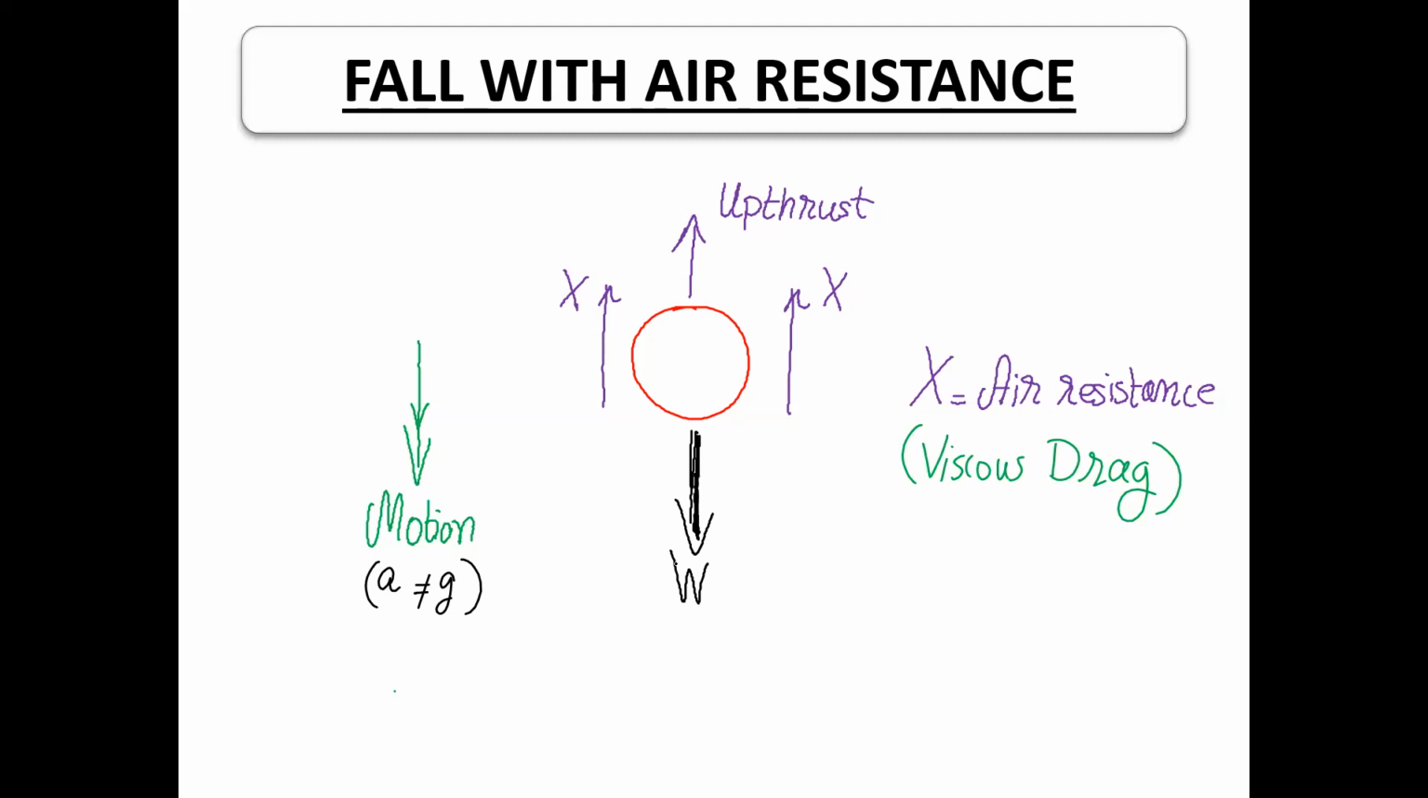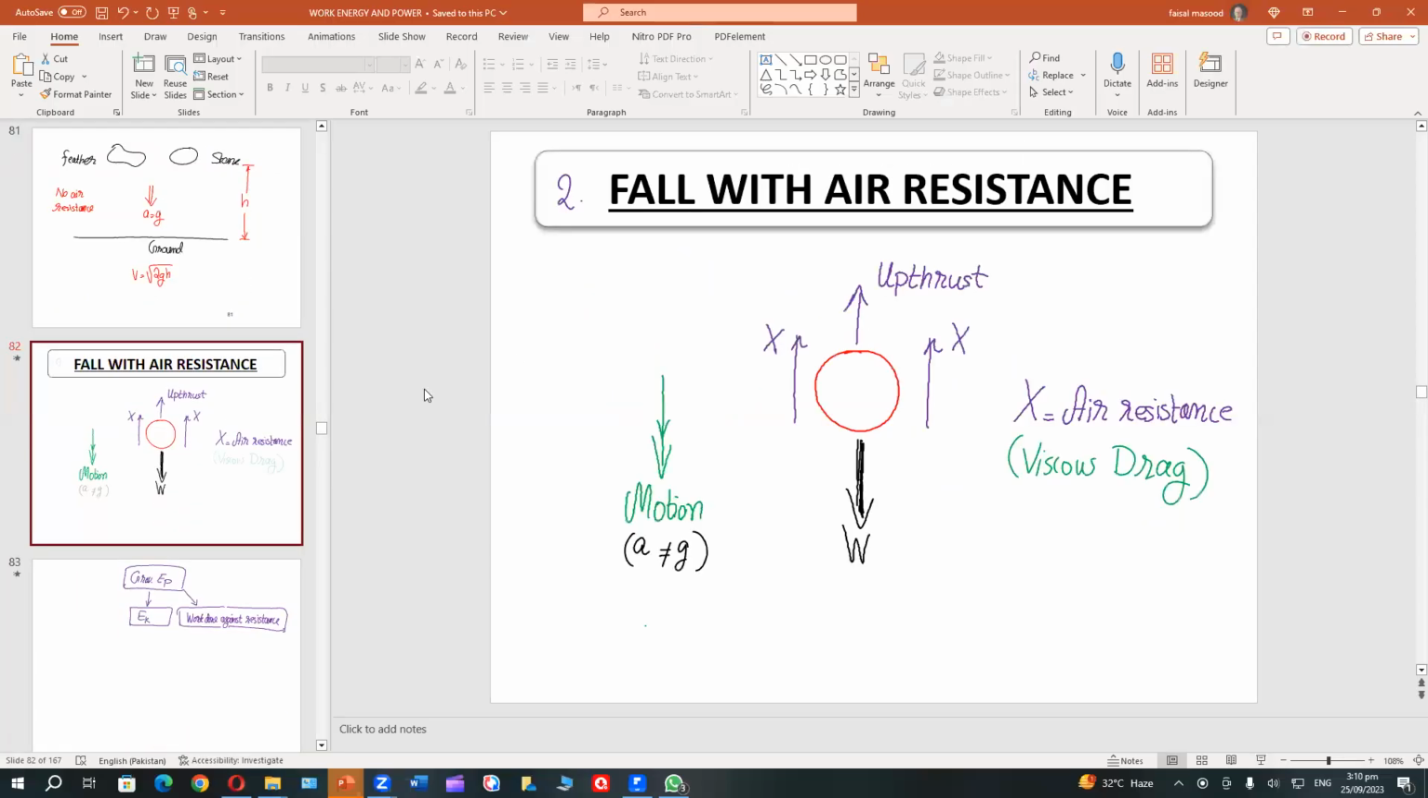So this is the second example. Something is falling with air resistance. When something is falling with air resistance, the weight is acting downward. Upthrust is upward, and the viscous drag is also acting upward. In this case, the acceleration is not equal to g. So this is our second example.